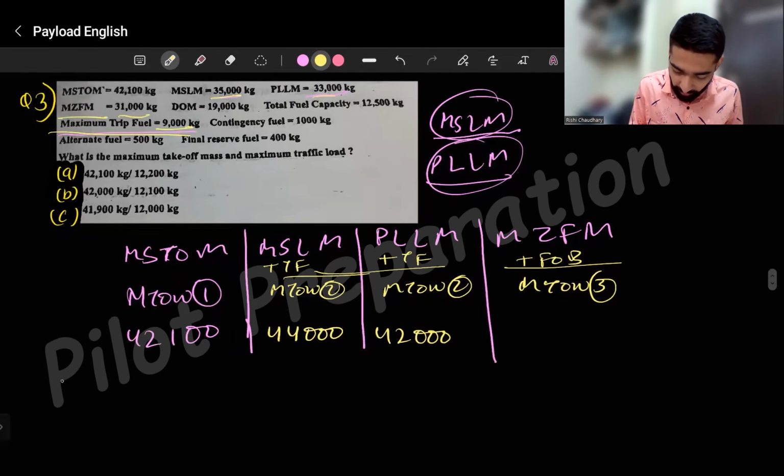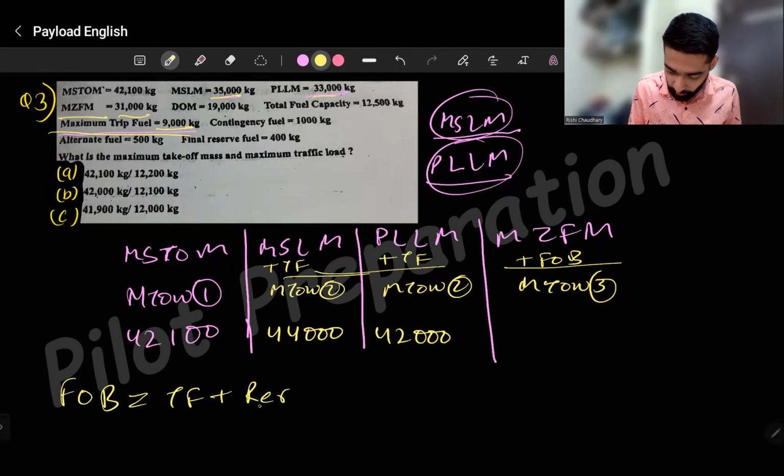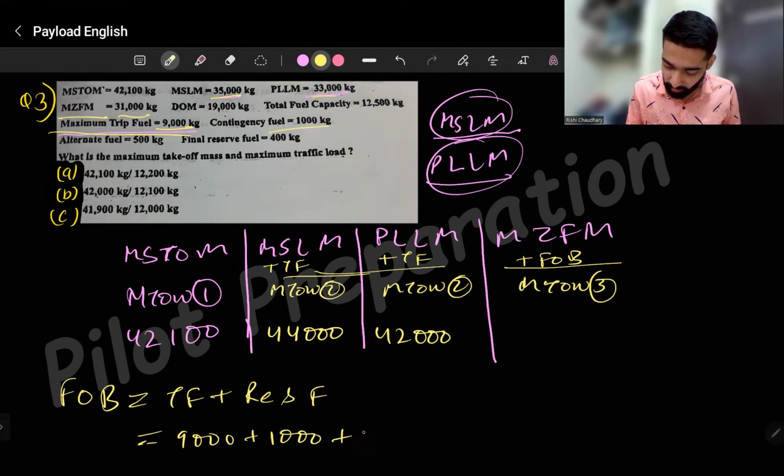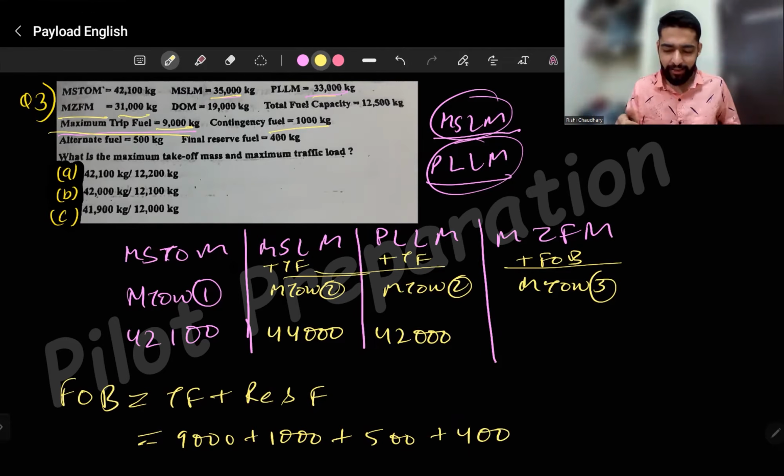So for FOB, we have to first find out FOB. FOB is nothing but trip fuel plus reserve fuel. So that is nothing but 9,000 plus contingency fuel, which is 1,000, plus alternate fuel, which is 500, plus final reserve fuel, which is 400. Have I left something here? I have left total fuel capacity.